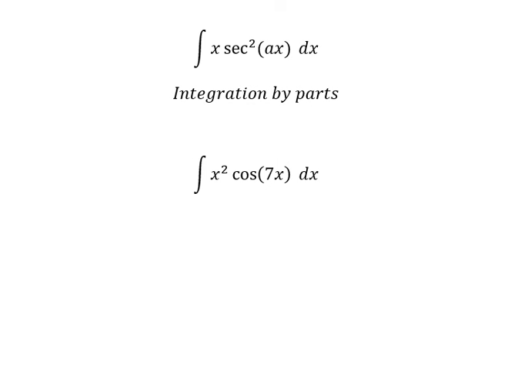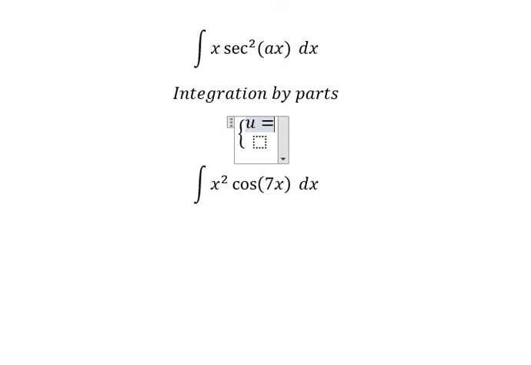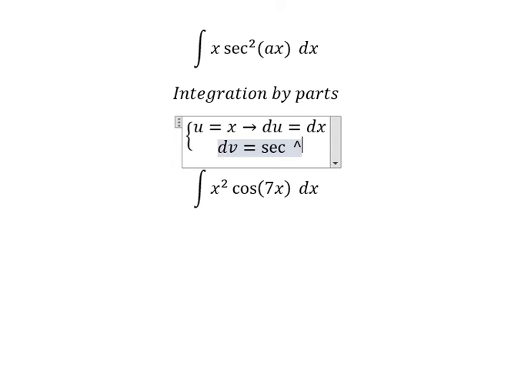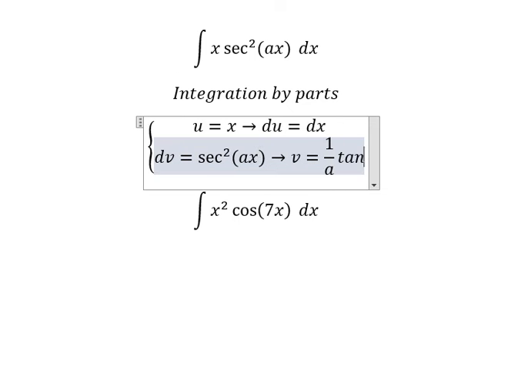So I need to put u equals s. If I first take the derivative of both sides, you get du equals ds. For dv we have secant squared of as. The integration of this one gives 1 over a tan as.